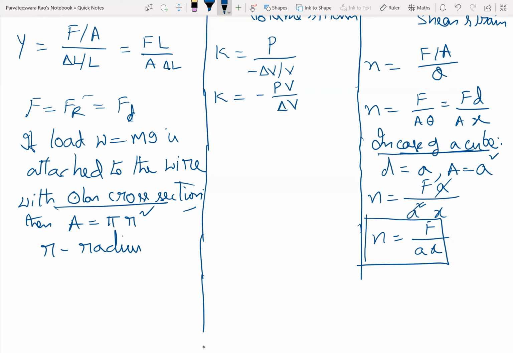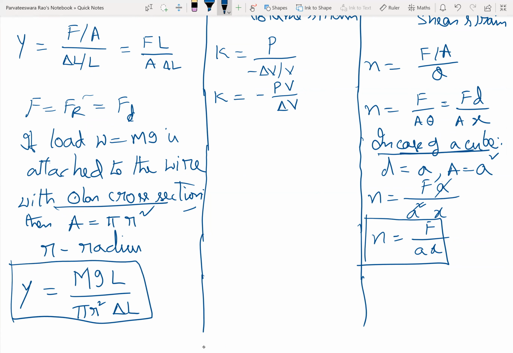So what will be the formula for Young's modulus? Y is equal to mg L by pi r square into delta L. You can get some ratios based on this.